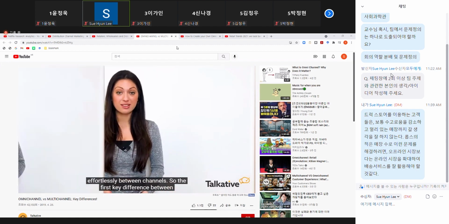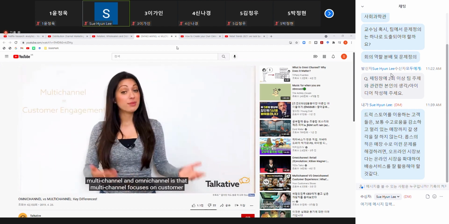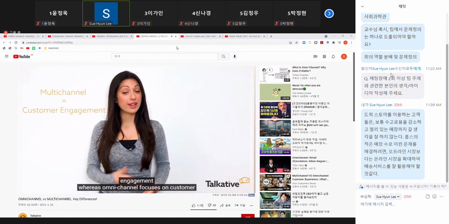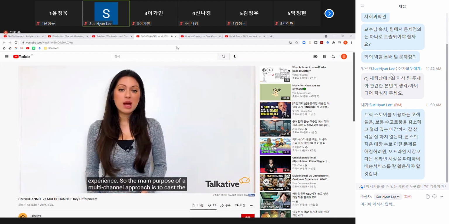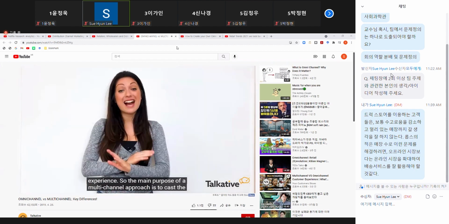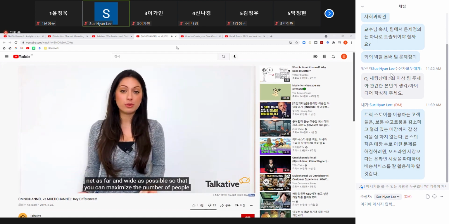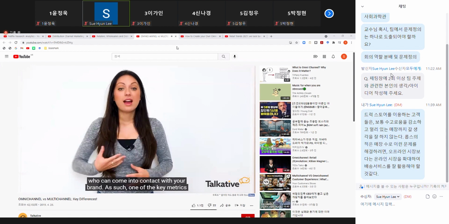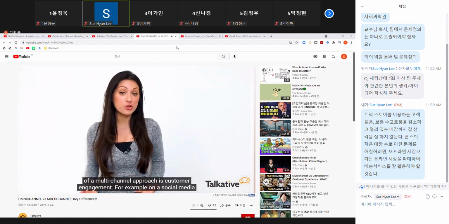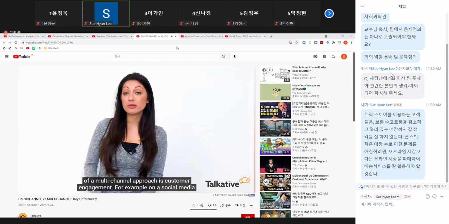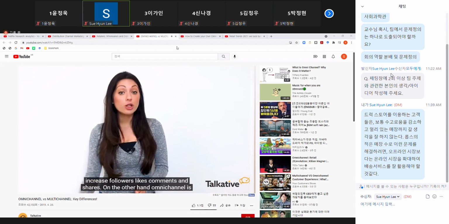So the first key difference between multi-channel and omni-channel is that multi-channel focuses on customer engagement, whereas omni-channel focuses on customer experience. The main purpose of a multi-channel approach is to cast the net as far and wide as possible so that you can maximize the number of people who can come into contact with your brand. As such, one of the key metrics of a multi-channel approach is customer engagement. For example, on a social media channel, the main aim from a multi-channel perspective would be to increase followers, likes, comments, and shares.